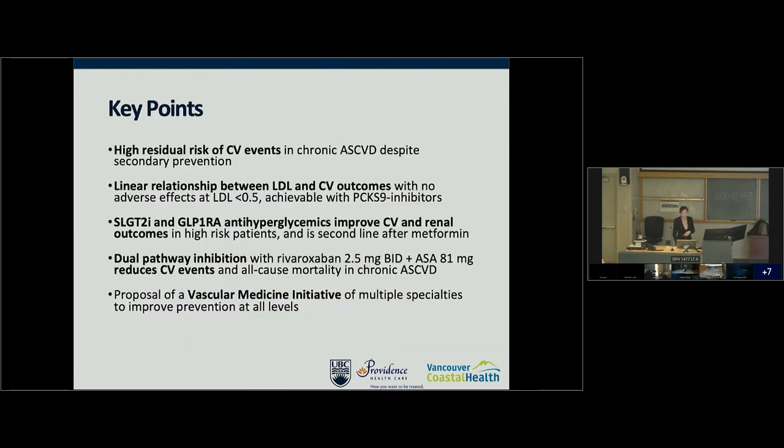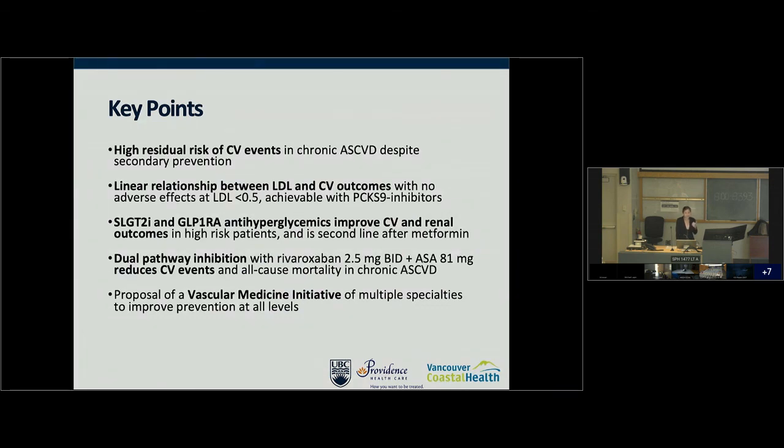Right, so just to summarize everything today, unfortunately we do know that there is a high residual risk of cardiovascular events in our patients with chronic, not stable, chronic ASCVD, despite our efforts for secondary prevention. There is a linear relationship between LDL and cardiovascular outcomes, and there are no known adverse effects below an LDL of 0.5, which is now achievable with new novel agents.